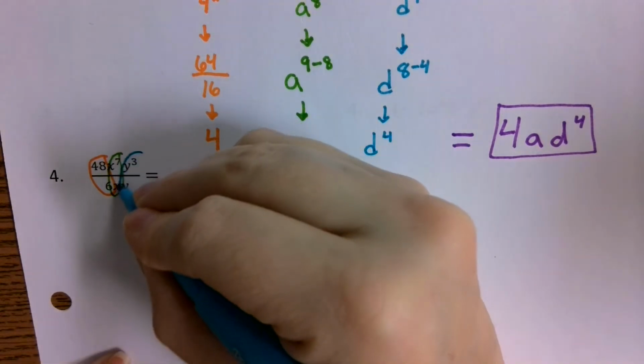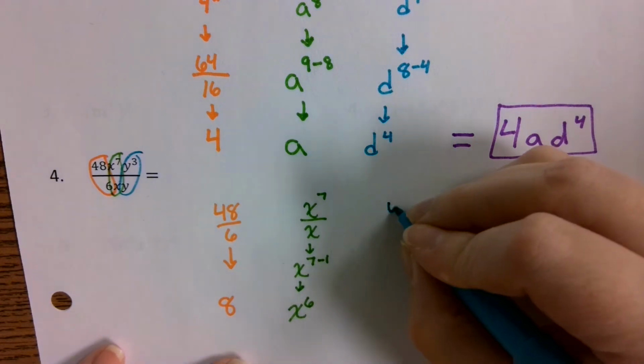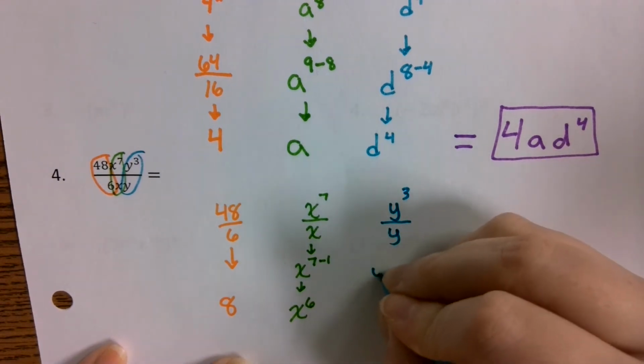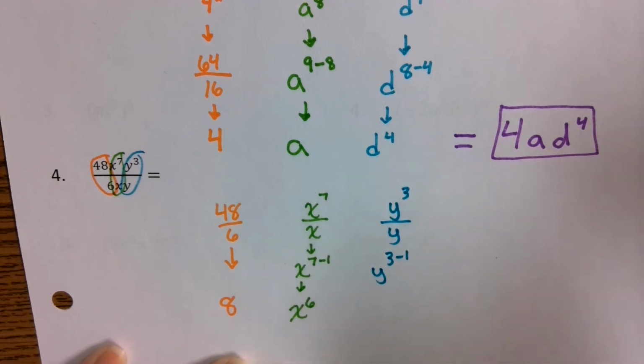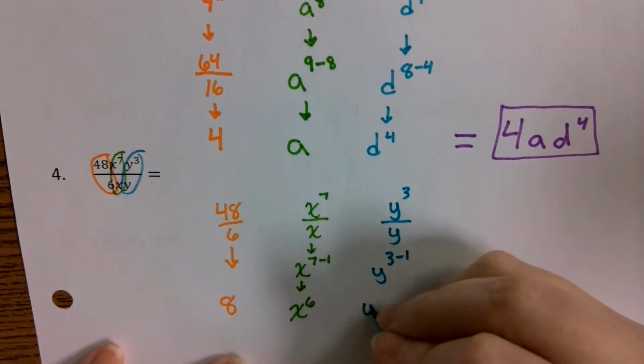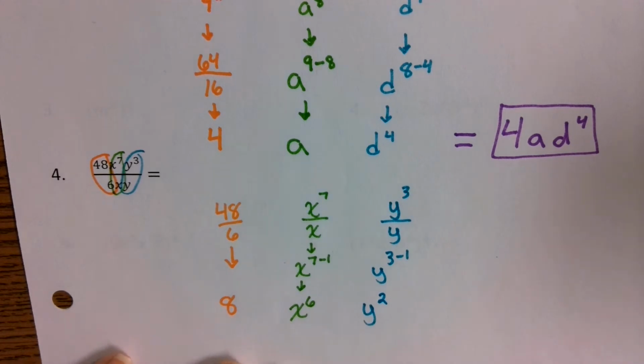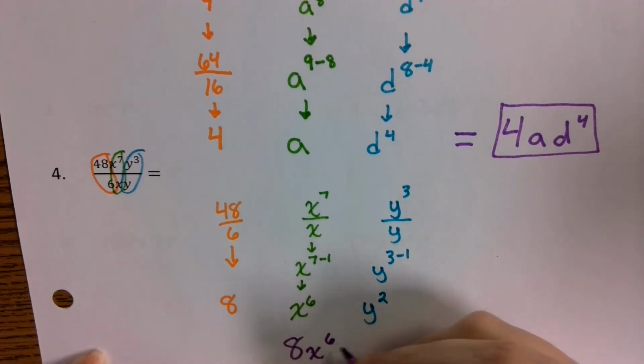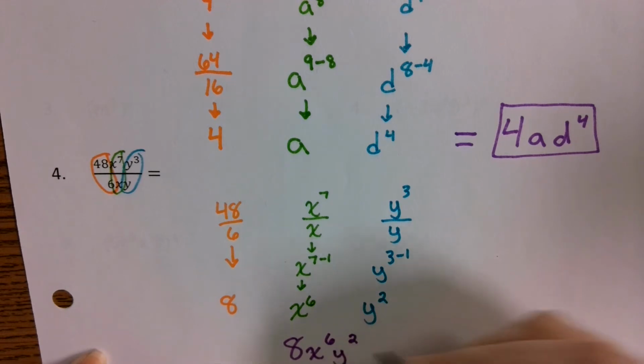Then we have y to the 3rd over y. So we're just subtracting 3 minus 1 for our exponents. That comes out to y to the 2nd power. And there's our final answer, 8 x to the 6th, y to the 2nd.